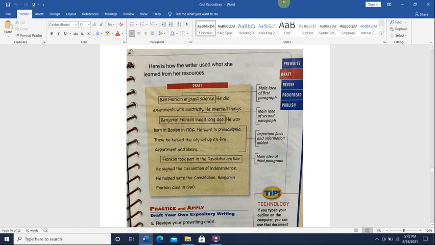As we said before, when we start writing, we usually begin with the main idea. Usually the first sentence of the story or the paragraph shows what the main idea is, so the reader has an idea of what they will read about. The first sentence here says Benjamin Franklin enjoyed science. That is the main idea. The sentences following it have details telling how he was interested in science.